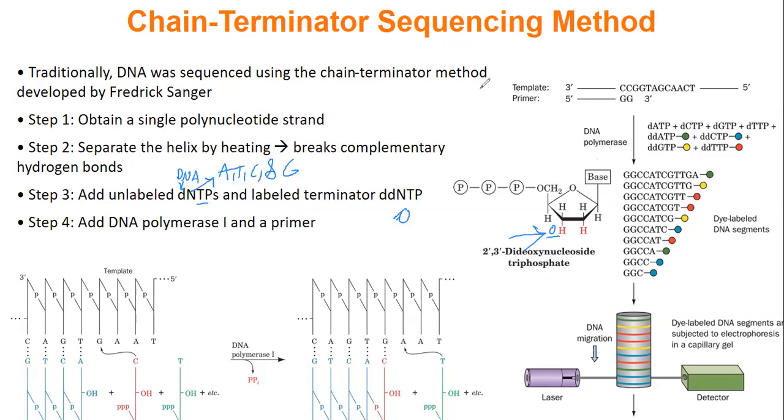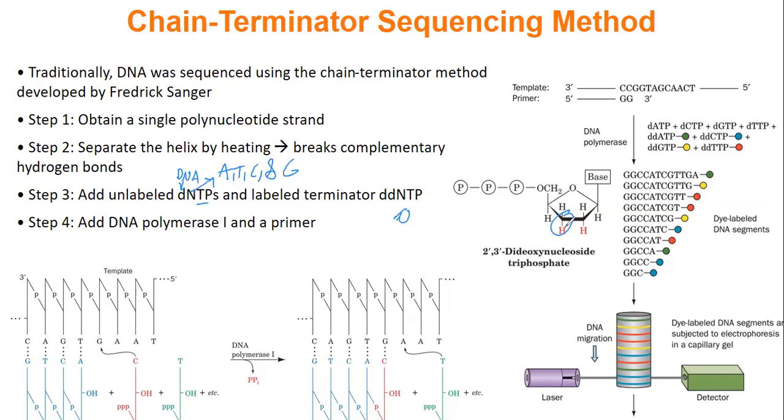Oh, this takes forever to undo. There we go. Instead, we have just a hydrogen there, which means we cannot connect any other triphosphates to this sugar. That's why it's called a terminator. As soon as we add this ddNTP to our growing polynucleotide chain, we stop. It can no longer grow.